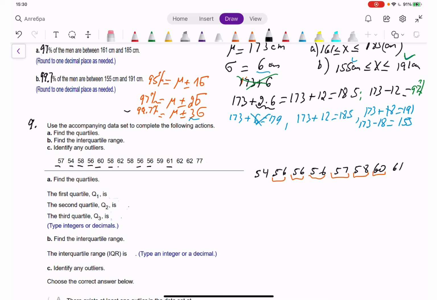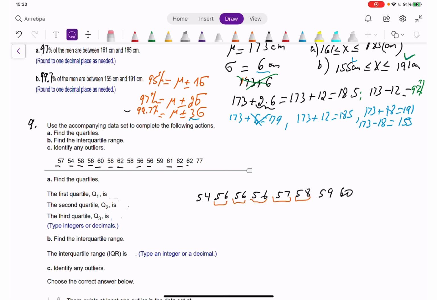Okay, 60, after that comes 61, only 1. And then comes 62, how many? 1, 2, 3. Wait, 59, we missed 59. Let me squeeze that in. 59, 60, and then 61, we have only 1. 62, we have 3, and lastly 77.